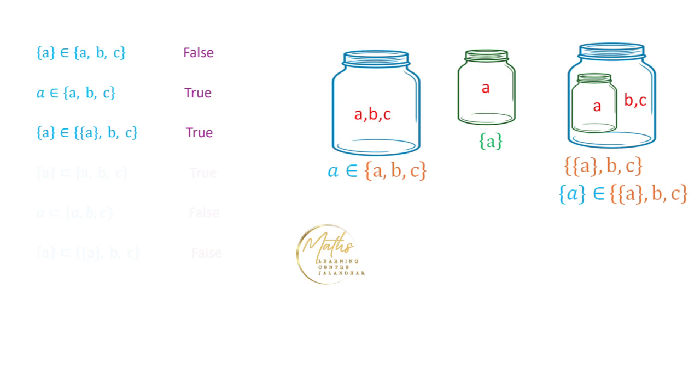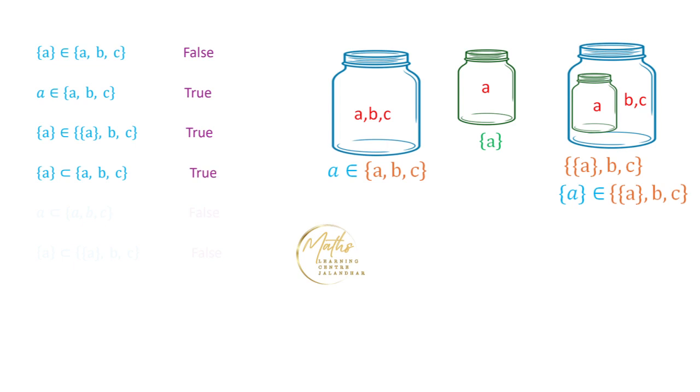Now next we have: set A is a subset of the set A, B, C. When we are talking about this condition of subset, what do we have to check? We are talking about this set A. Look at this condition over here. We are talking about this set, and we can see that this set has an element A which is present in this set A, B, C. So this statement is true.